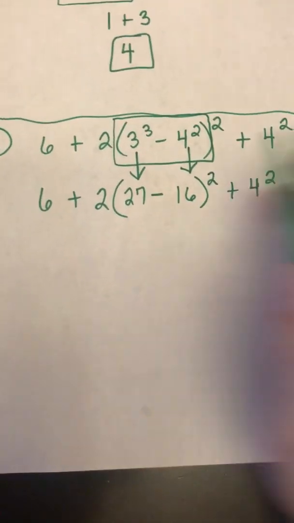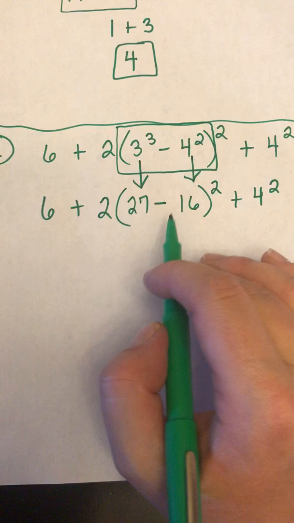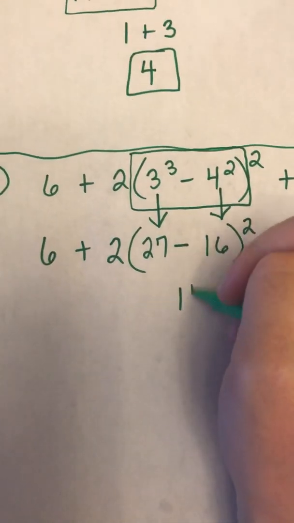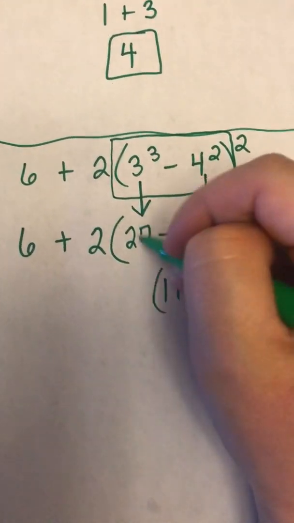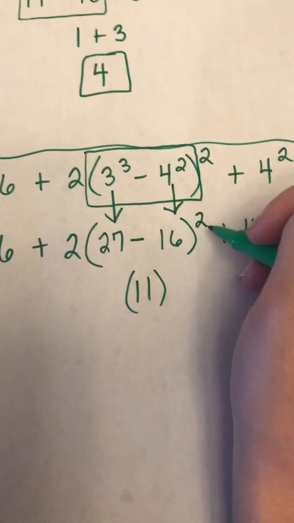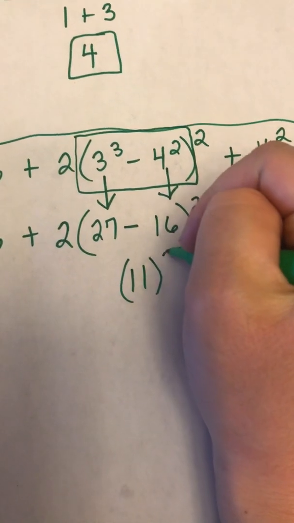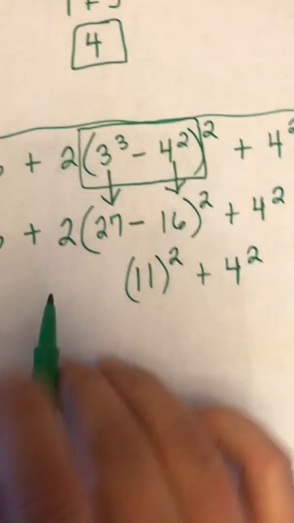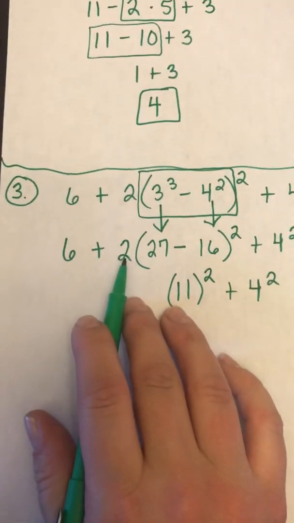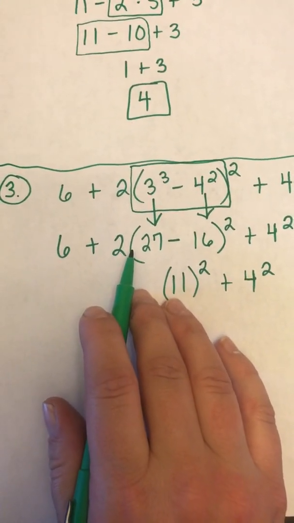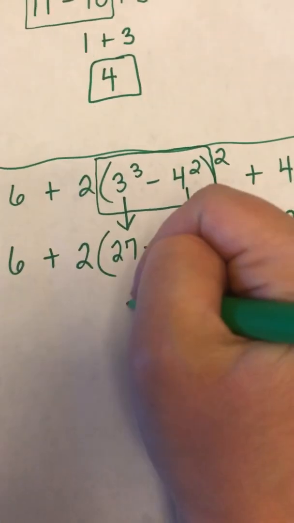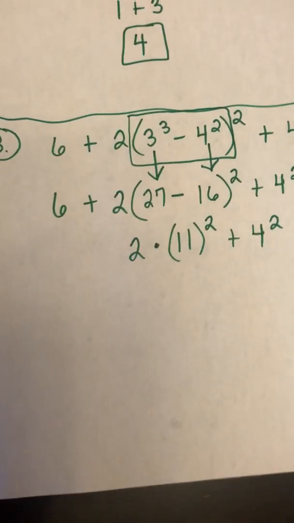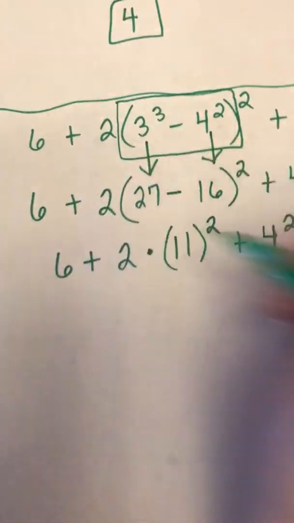But here I still have things in parentheses, so I need to finish that. 27 minus 16 is 11. And again, I'm going to keep that in parentheses because whatever's in here, it's telling me to square it. It's telling me to do to the 2nd power. So I'm keeping that. I'm bringing down my 4 squared. And so, by the way, if you didn't know, anytime a number is right next to parentheses, that signals multiplication. So if you want to, you can go ahead and put a dot here with a 2. Some people like to separate it like that. Keep the plus, keep the 6.